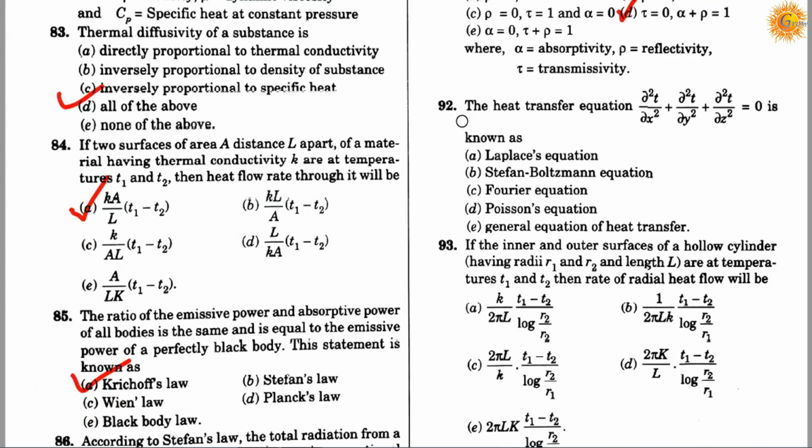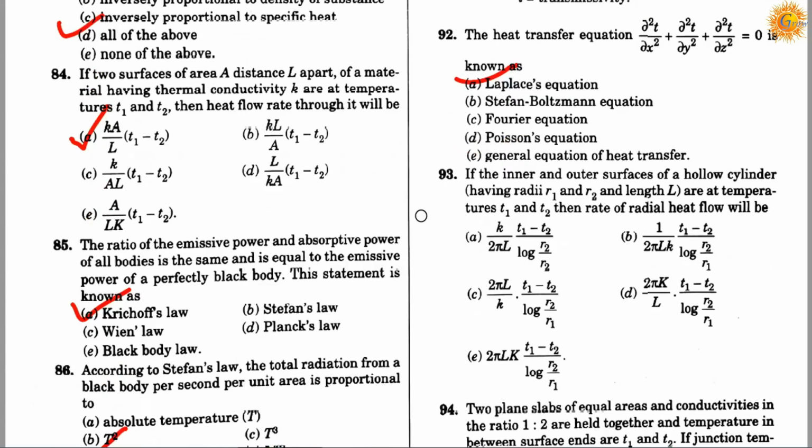Question number 92. The heat transfer equation del square T divided by dx square plus del square T divided by dy square plus del square T divided by dz square is equal to 0 is known as: option A, Laplace equation; option B, Stefan-Boltzmann equation; option C, Fourier's equation; option D, Poisson's equation; and option E, general equation of heat transfer. Correct answer is A. It's called Laplace equation.